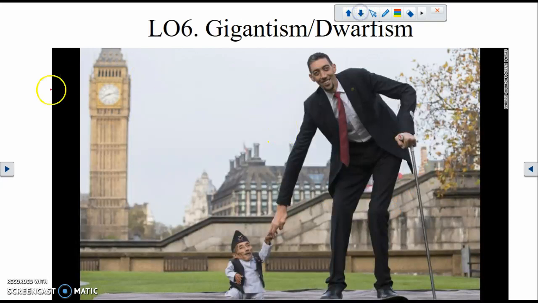Okay? Another endocrine problem is this thing called gigantism and dwarfism. Gigantism, folks, is when you have too much growth hormone, right? This is actually the tallest man alive. I think he's Turkish, okay? And dwarfism is when you don't have enough growth hormone. And as you can see, I think this is the shortest man alive at one point. I forget what nationality he is, but the tallest man in the world is actually Turkish, okay? You can see the difference in size there.